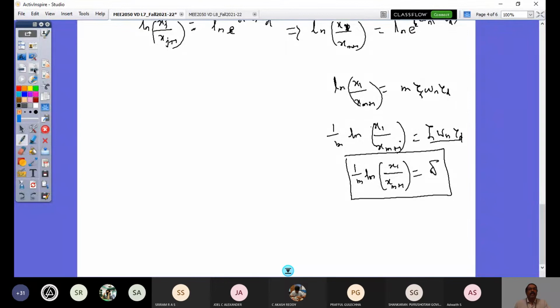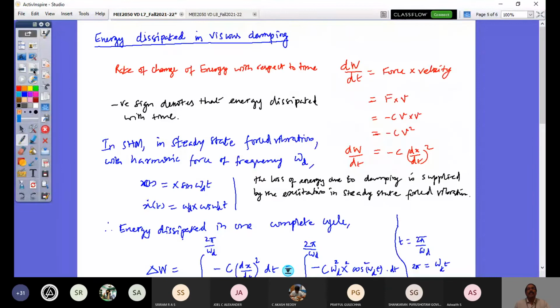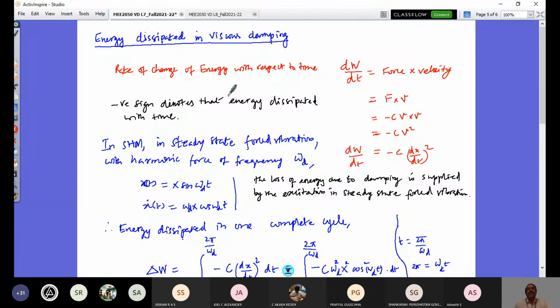Another part of the last lecture objective was to understand what is dissipation in viscously damped vibration. So, energy dissipated in a viscous damper. For that, we know that in any damped system, the rate of change of energy with respect to time, dW by dt, is given by force into velocity.